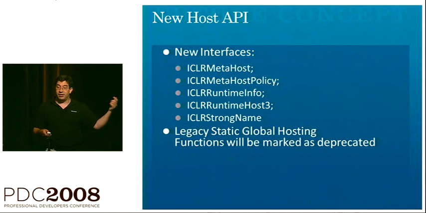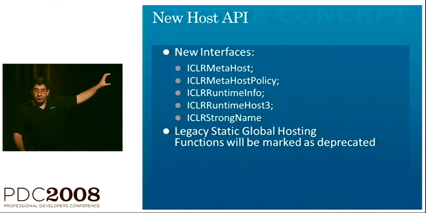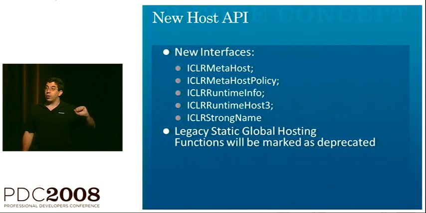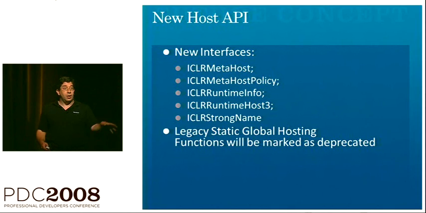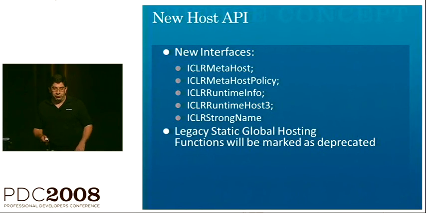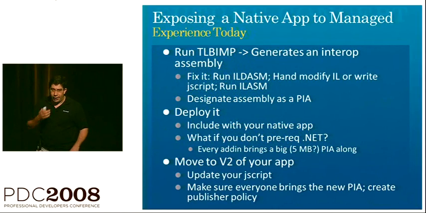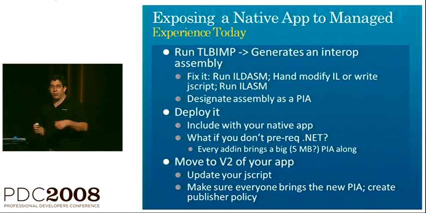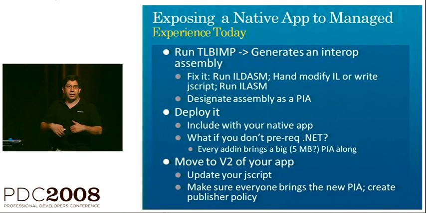They can use things like ICLRMetaHost, etc. These will have new arguments to them that will let you control which version of the runtime you use and whether or not you want this new side-by-side behavior. The old legacy hosting APIs, those are all deprecated. Please stop using them. Okay, so that's one thing we've done. We actually have the CLR working better with itself.